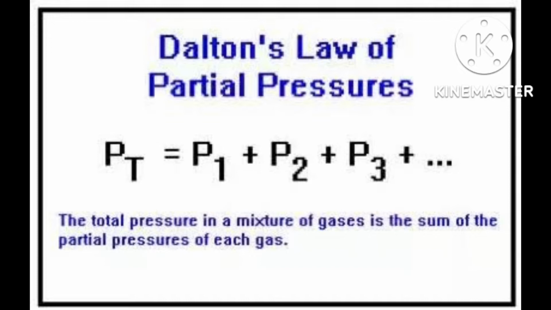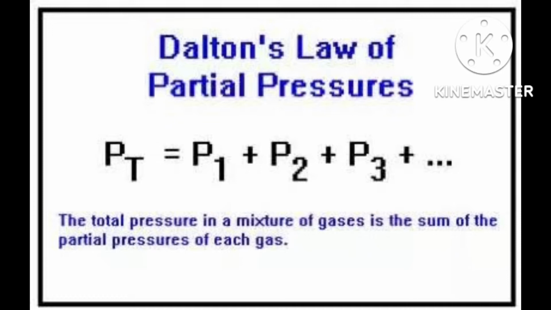PV is equal to nRT. Then n upon V means what? Just by rearrangement we can know n upon V is equal to P upon RT. This is from the ideal gas equation. Here n is the number of moles, V is volume, P is pressure, R is the universal gas constant, T is absolute temperature. Then here n upon V, this is important.